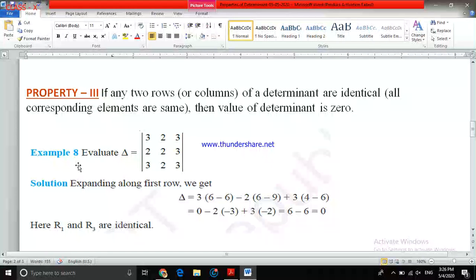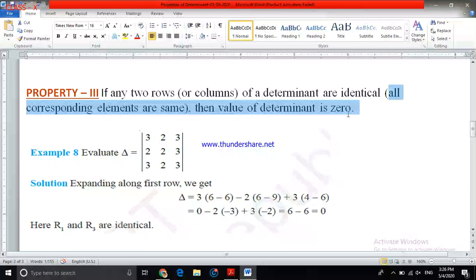Now if I come to property 3: if any two rows or columns of a determinant are identical. What do you mean by identical? All the corresponding elements are the same. It must have the same elements, and then the determinant will become 0. Either two rows or two columns have the same numbers, then the determinant will be 0.